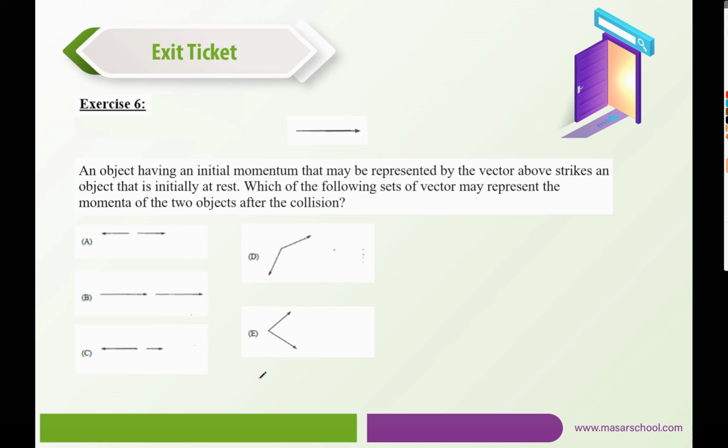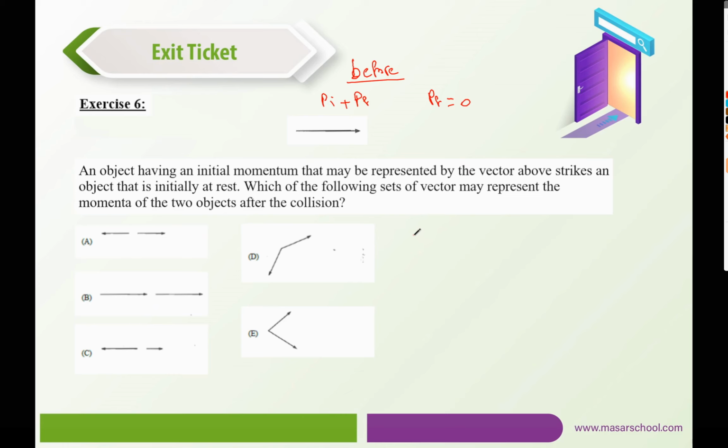And exercise 6, which is an exit ticket for today's video: an object having an initial momentum that may be represented by the vector above strikes an object that is initially at rest. So before collision, because they will collide, we have two objects. This is the momentum of the first object, and the momentum of the second object is given by 0. Then initially P total is given by the following vector. Which of the following sets of vectors may represent the momentum of the two objects after collision?